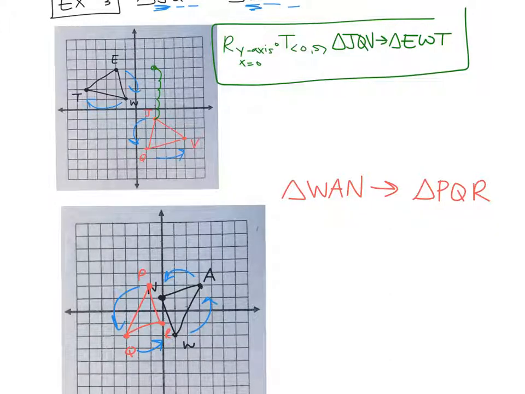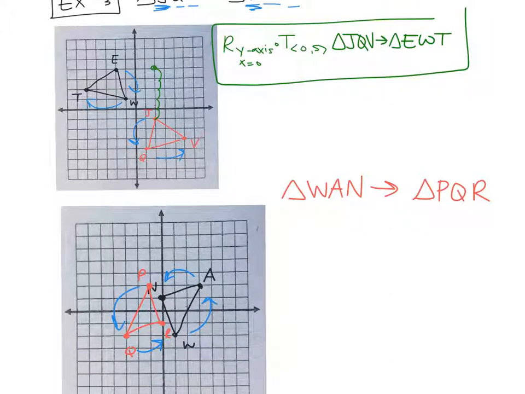PQR is going what direction? Counterclockwise. So is there a reflection happening here? No, unless it's a double reflection, unless it reflected and reflected again, which is possible. But it's not just going to be a reflection or a glide reflection, okay? Which means this is either a translation, a slide, or a rotation. Which one do you think that would be? Rotation.